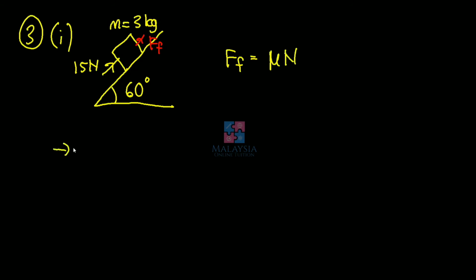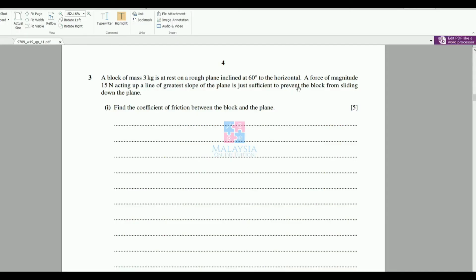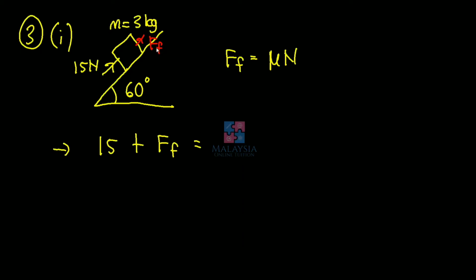All right, so now moving on to our F equals ma, we know that the 15 Newton plus our frictional force will be equal to 0, because our acceleration is 0, right? Because the block is about to move, but it is not moving yet. And the forces going up will be equal to the forces going down the plane. And the forces going down the plane will be mg sine theta, or some of you might call it w sine theta.